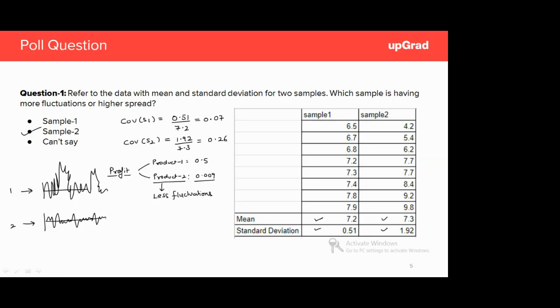Because this one is less fluctuating, it is more likely that the predictions which we will get will be more stable, right? So this is the same idea you need to use in your assignment.